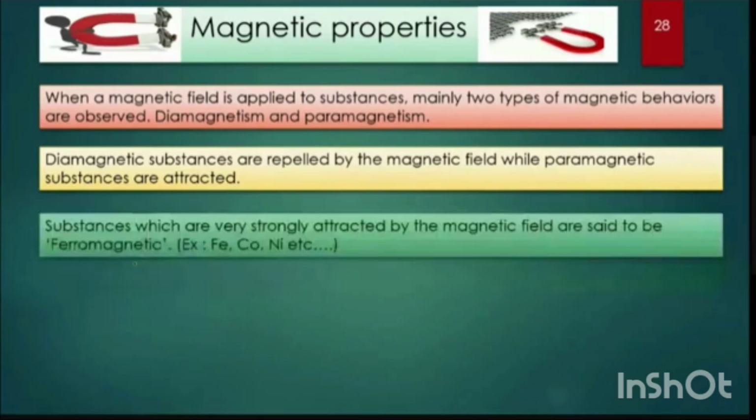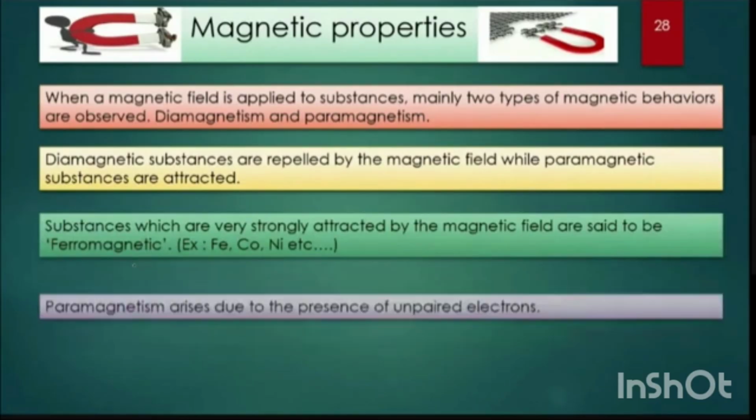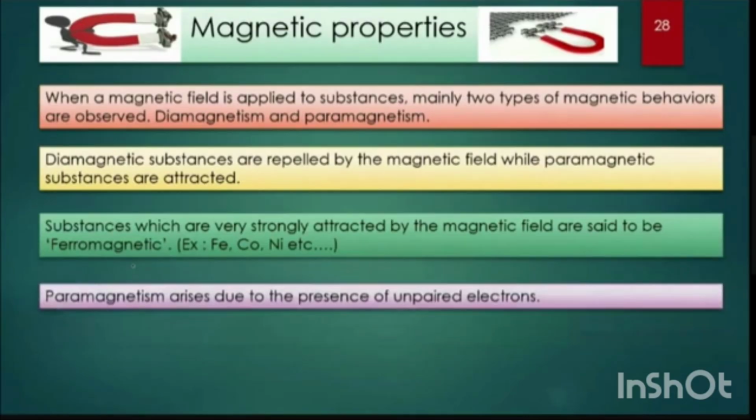Some substances get strongly attracted by the magnetic field, and they are called ferromagnetic substances. Example: iron, cobalt, nickel, etc. Always remember, paramagnetism arises only due to the presence of unpaired electrons. If any substance is showing paramagnetism, it will definitely contain at least one unpaired electron. It could be more also. At least one unpaired electron should be there in order to exhibit the property of paramagnetism.